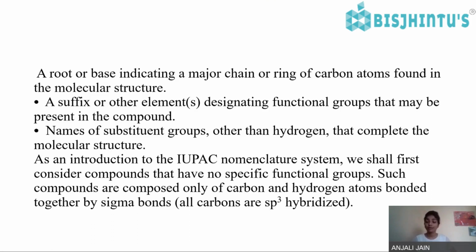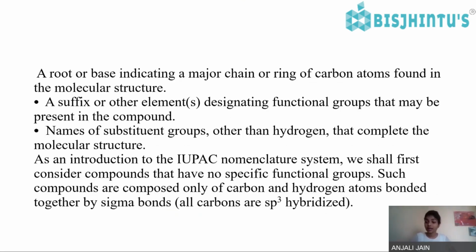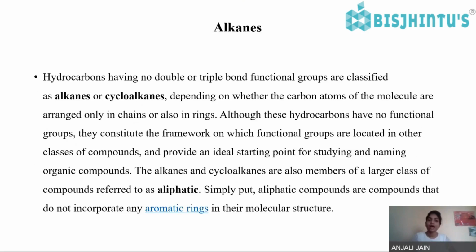And in sp2 hybridized carbon, where C double bond C is there, that is what is called pi. And in sp hybridized carbon, where C triple bond C is there, it will have 2 pi bonds and 1 sigma bond. So now we are talking about the sp3 hybridized carbon, which are alkanes. Hydrocarbons having no double bond or triple bond functional group are classified as alkanes or cycloalkanes, depending on whether the carbon atoms of the molecule are arranged only in chains or also in rings.